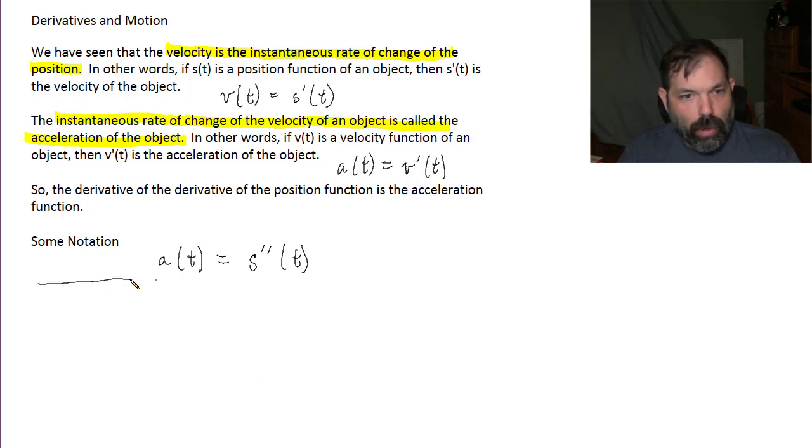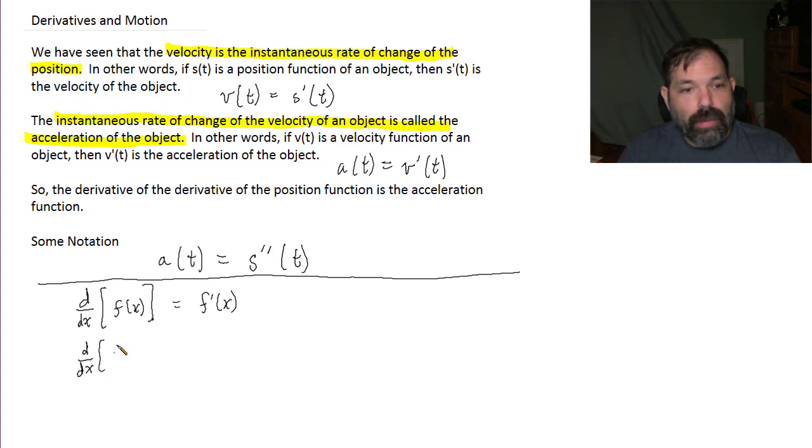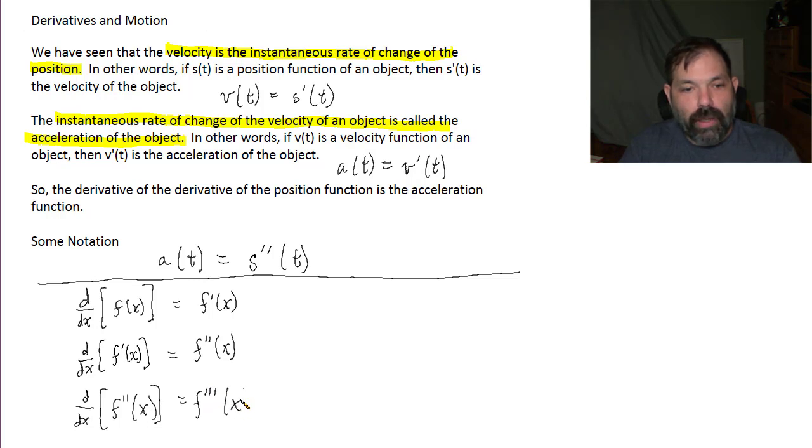So a little bit of notation we need to be aware of. If we're talking about a general function, we're given some f of x. We've said that the derivative with respect to x of f of x can be written as f prime of x. And then if we go through this process again, d by dx of f prime of x, if we differentiate with respect to x the function f prime of x, we get a second derivative, f double prime of x. And we can continue this process. We can find even higher derivatives. If we differentiate with respect to x f double prime of x, we get a third derivative, f triple prime of x.